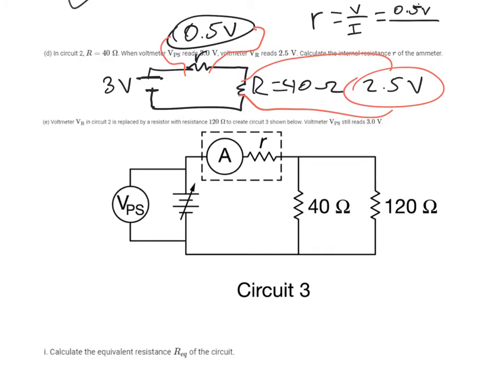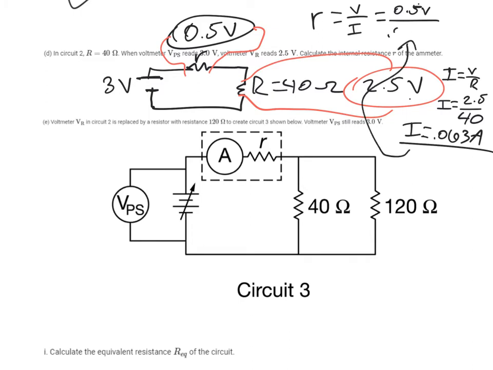Okay, but over what current value? Well, it's a series circuit, so if I know the current anywhere, I know the current everywhere. And right here, I know that I is equal to V over R, so it's going to be 2.5 over 40. 2.5 over 40 gives you 0.063. All right, so that means that I is equal to 0.063 amps. That's going to be the same everywhere, so that will go up here.